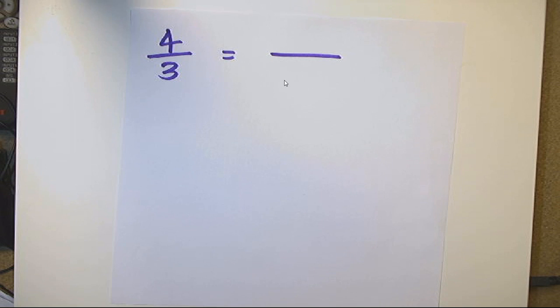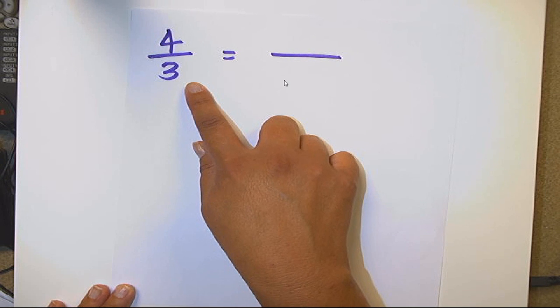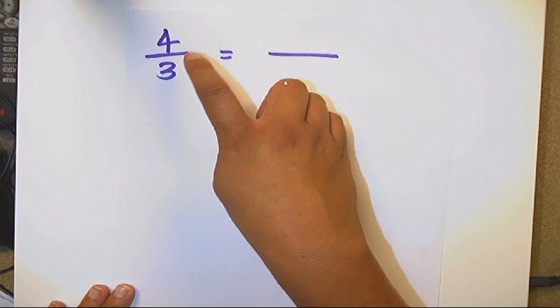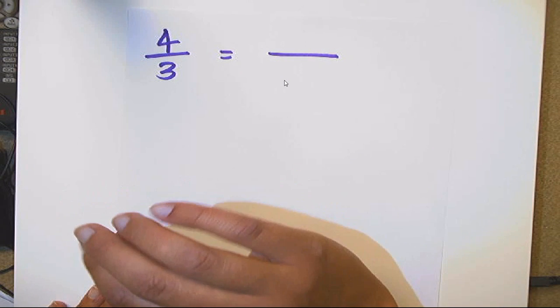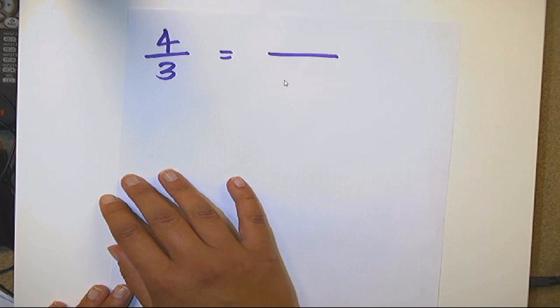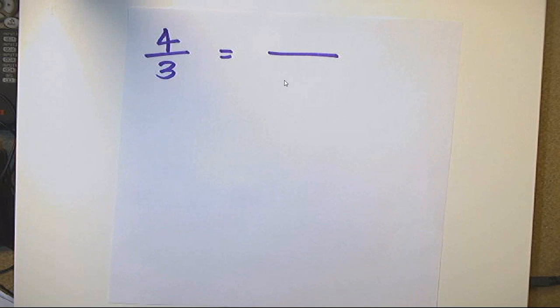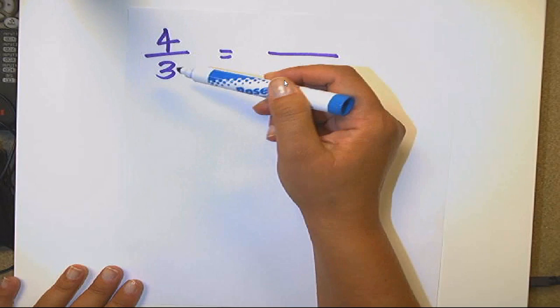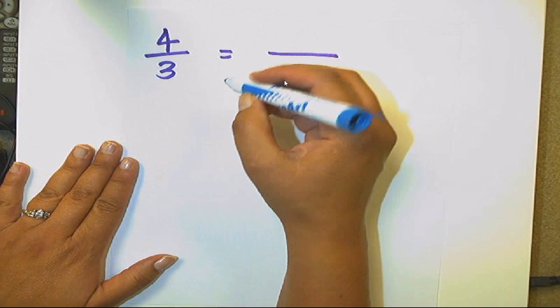The first problem is number 1, and it is 4/3. So this is an improper fraction. It's improper because the numerator is higher than the denominator, and we don't want that. So we are going to do simple math to get that switched around, and what we will ultimately result in is a mixed number. So in order to do that, we have to take our denominator and we're going to divide it into our numerator.